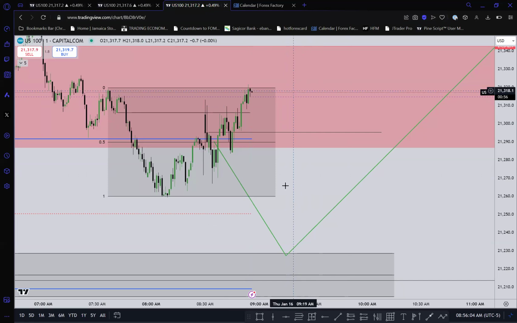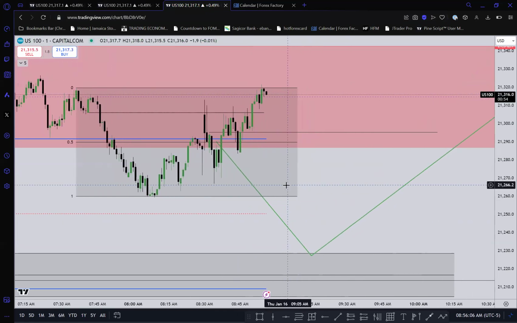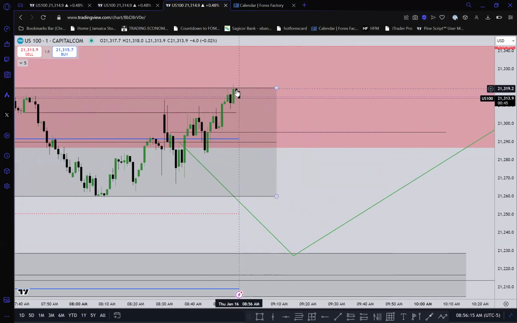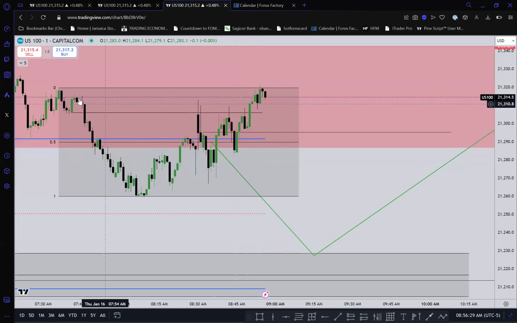Okay, so the first opportunity for me to participate should form now. If that's going to happen, I need to see something. First things first, I would like to see this M1 close below this one, and then consider participating. If not, I won't be participating. But this is my first opportunity. High ran. No close above it.